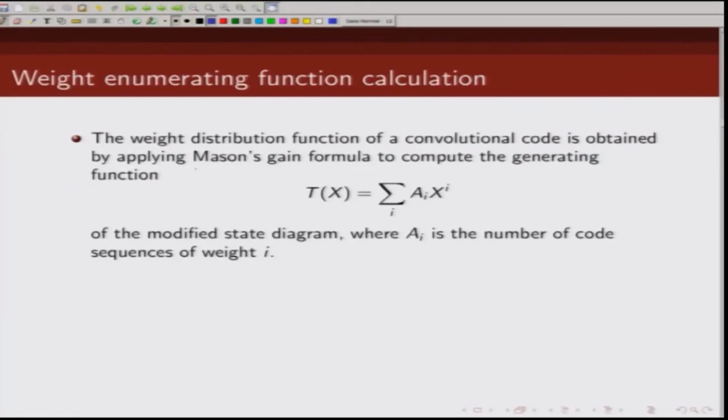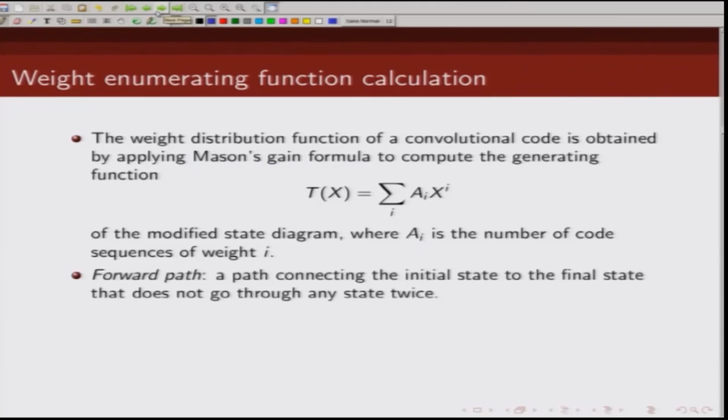As we said, we are going to use Mason's gain formula to compute the weight enumerating function for the convolutional code. So, we are going to describe how we are going to use the Mason gain formula. We represent by T of x the generating function, which will basically enumerate all code words of weight I.